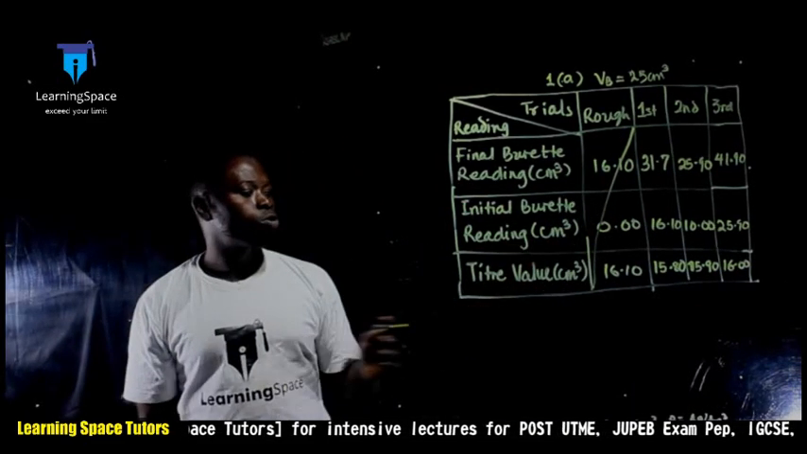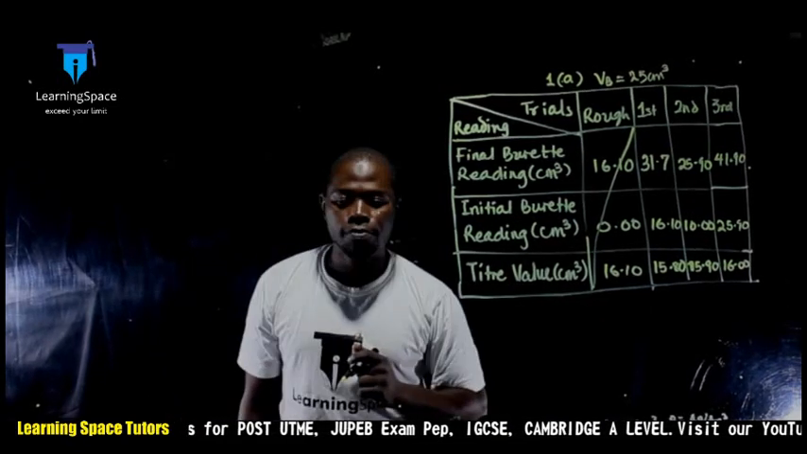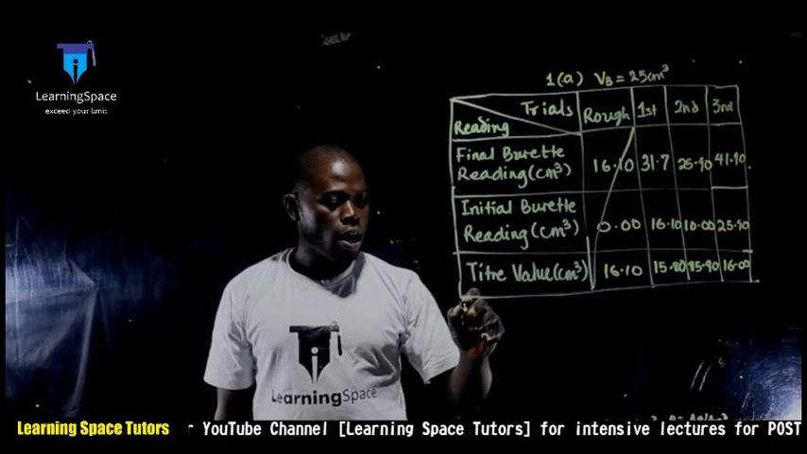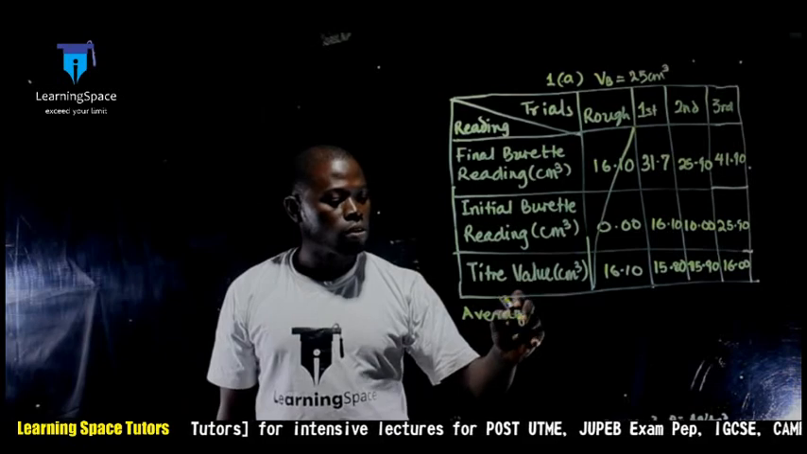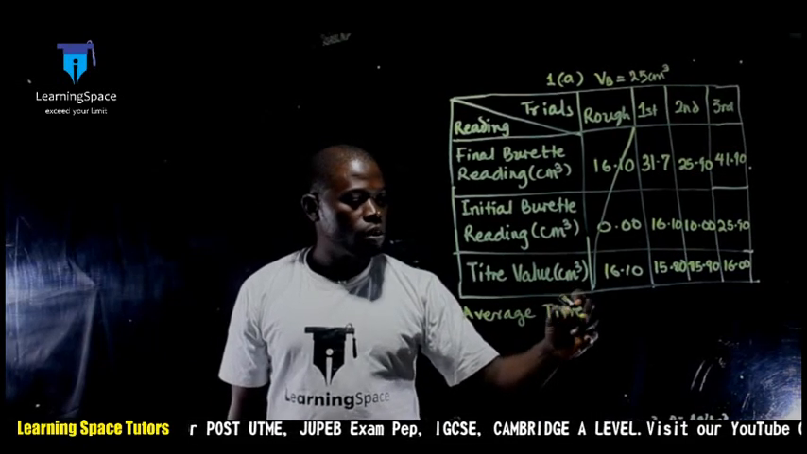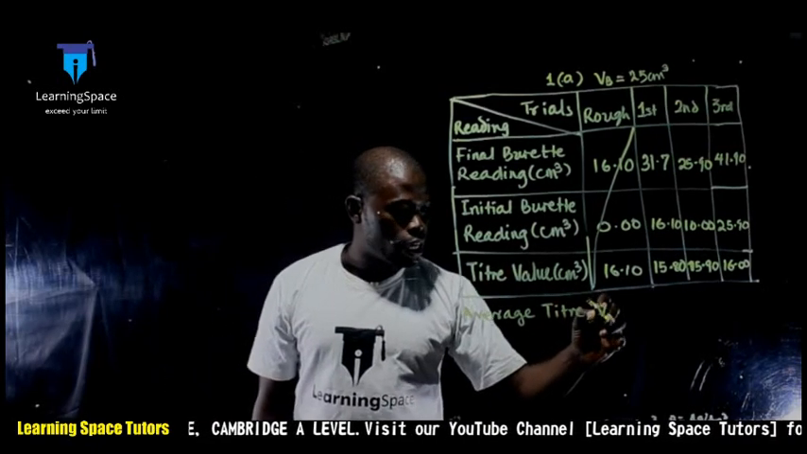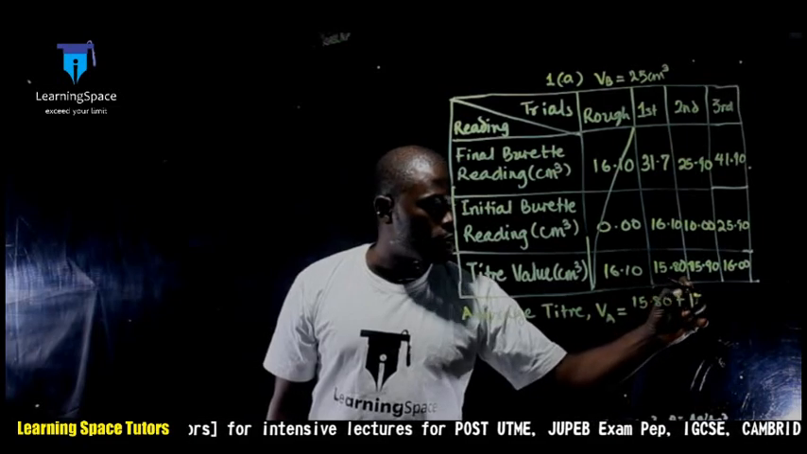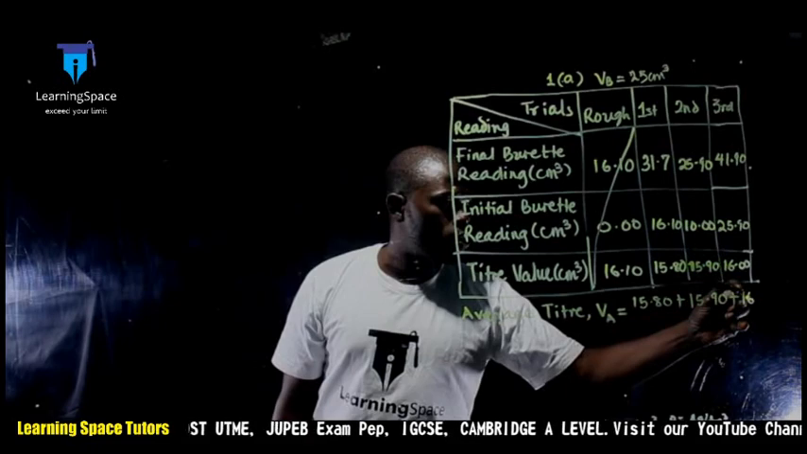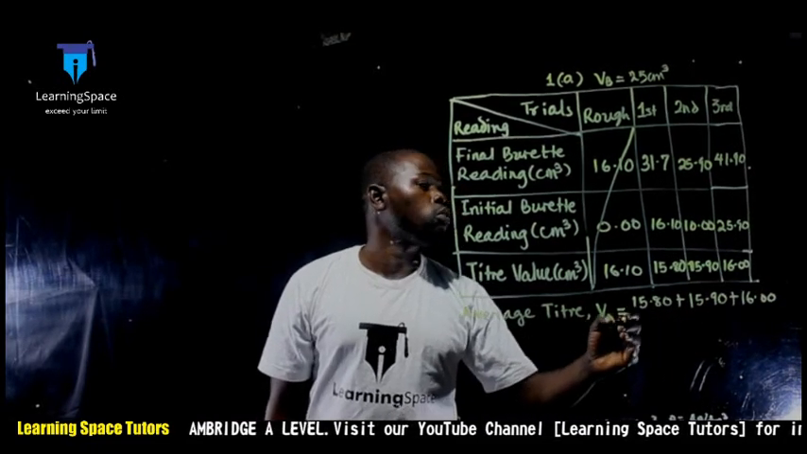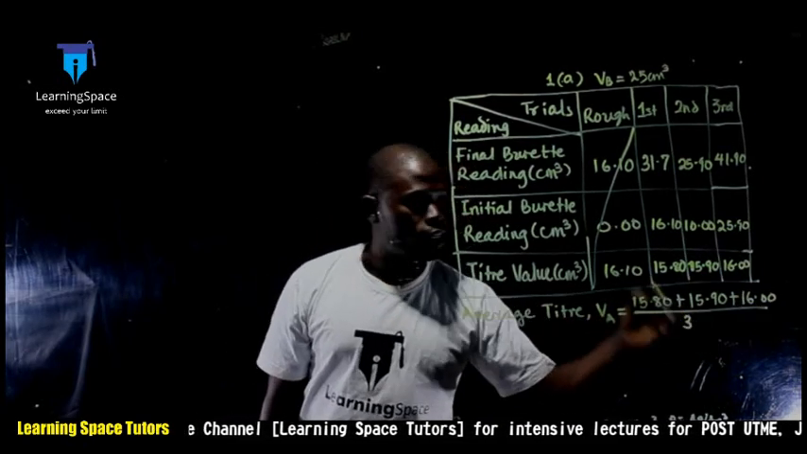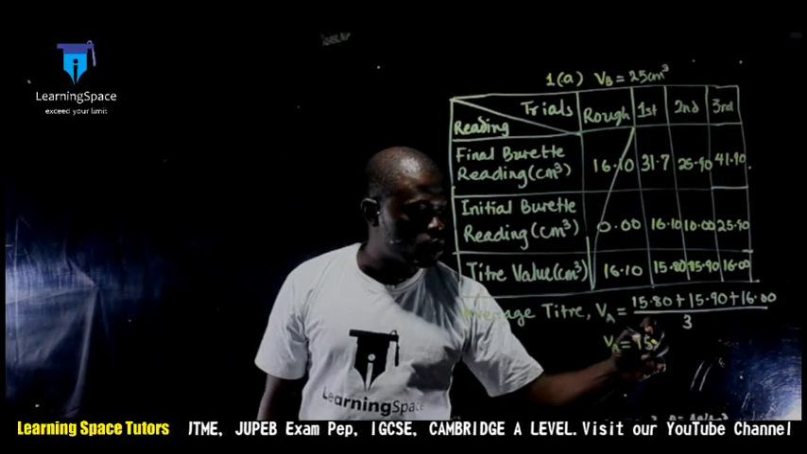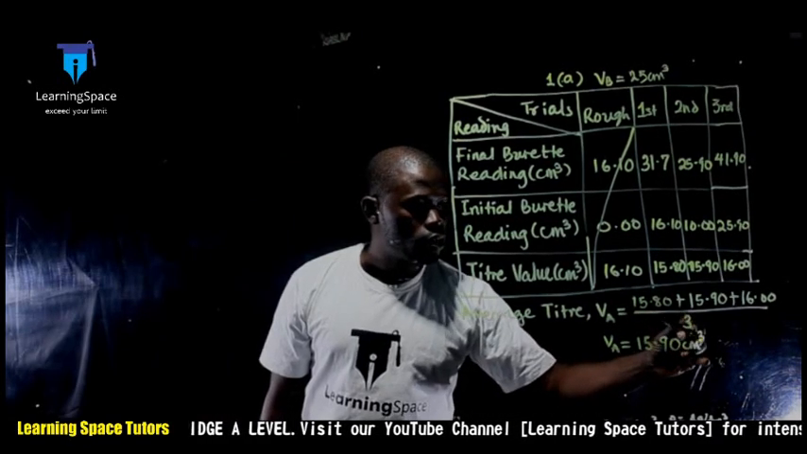Now for the rough, we have to cross the rough out so the examiner will not confuse that for the volume of acid that is being used. Now, if you want to find the average volume of the acid used, that is the average titer. Average titer is VA. It will be the first trial reading plus the second trial reading plus the third trial reading, all divided by 3. The average titer now gives us 15.90 centimeter cube.